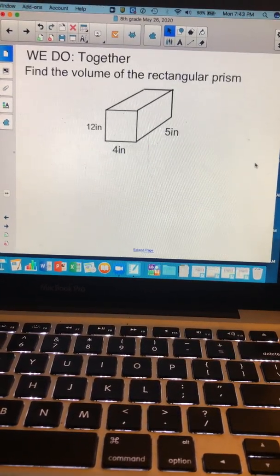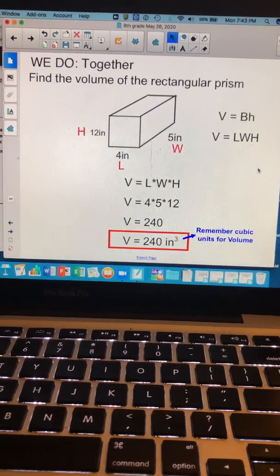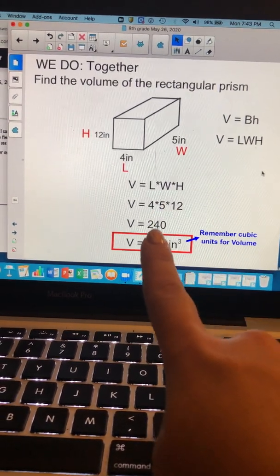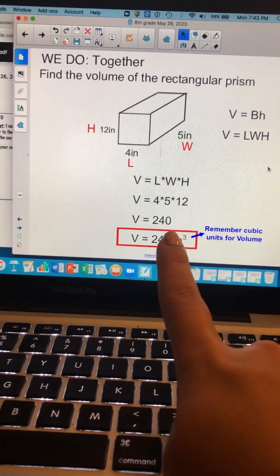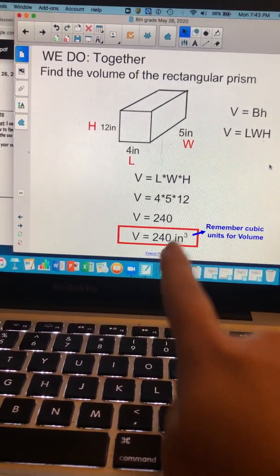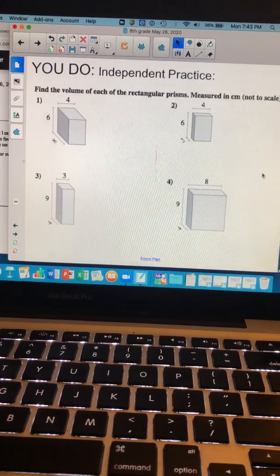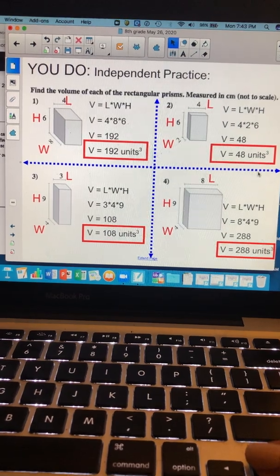Here's an additional example. You have the rectangular prism provided. Answers on the following slide. So length times width times height. We have 4 times 5 times 12. 240 is that product, and our final answer would be 240 inches cubed. Okay, a few more for you to practice on your own. Answers are on the following slide.